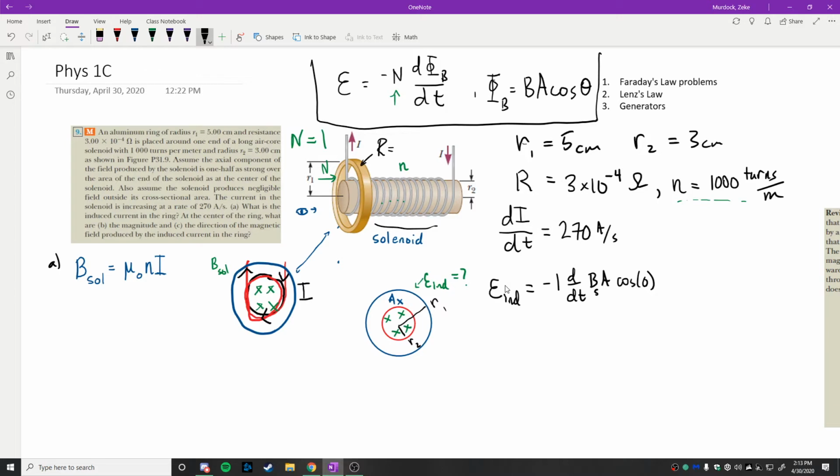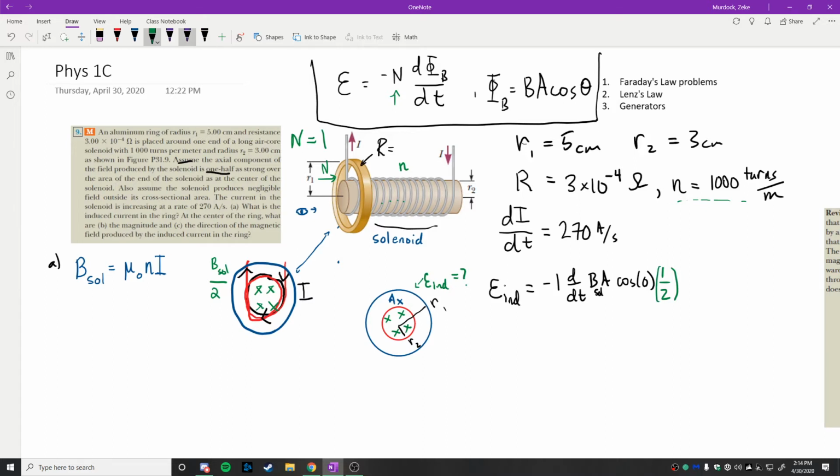And this is going to be the magnetic field of the solenoid. With one caveat, which is in the problem, it says to assume that the axial component of the field produced by the solenoid is 1/2 as strong over the area of the end of the solenoid. What that means is that the magnetic field that I'm drawing right here is actually 1/2 of the magnetic field of the solenoid. So I have to put divided by 2 here, just because of what they say, 1/2 as strong.